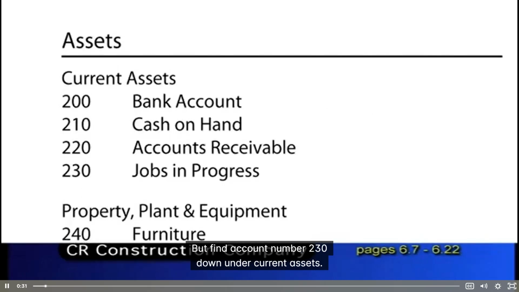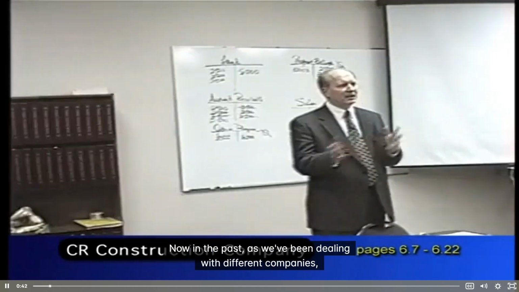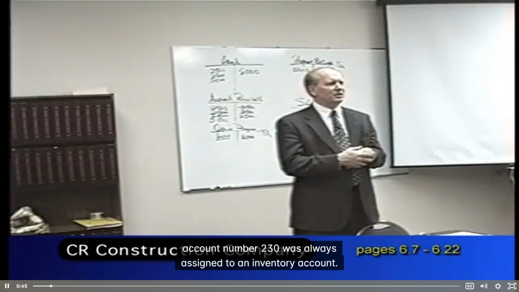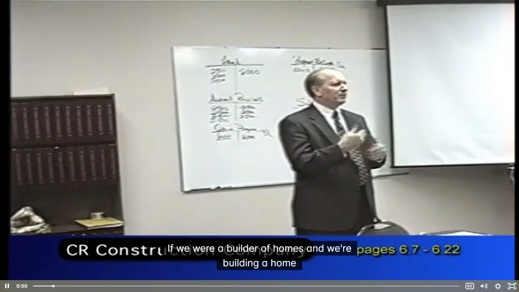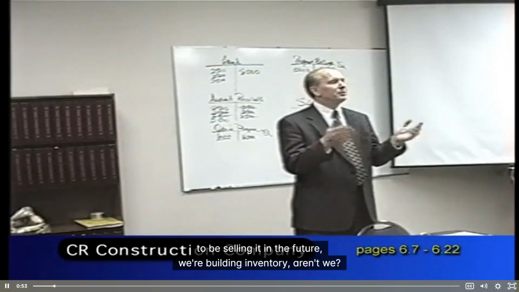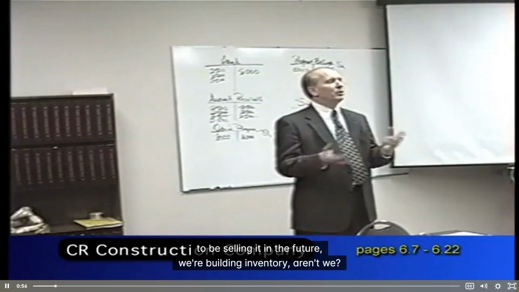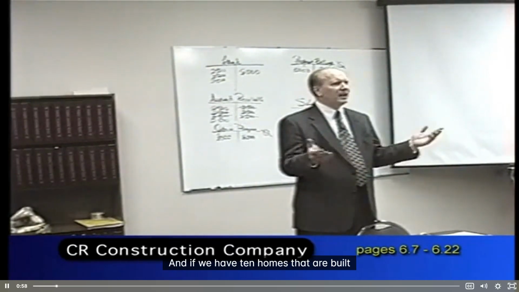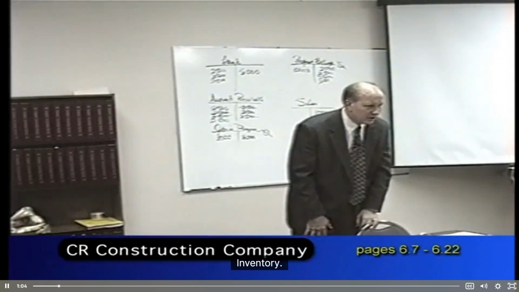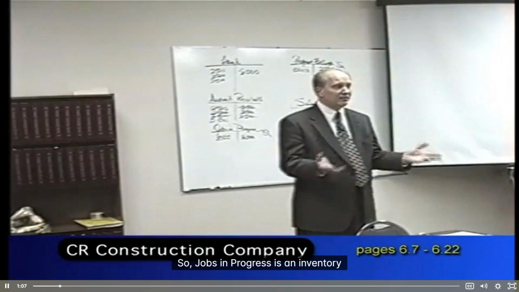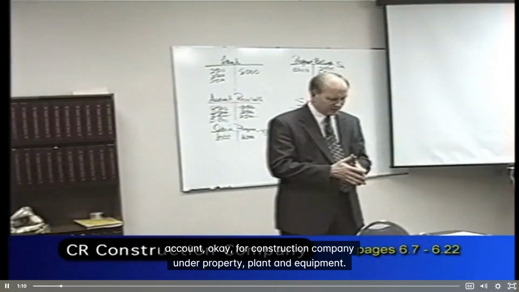But find account number 230 down under current assets. That's jobs in progress, isn't it? Okay, we talked about that. Now, in the past, as we've been dealing with different companies, account number 230 was always assigned to an inventory account. If we were a builder of homes and we're building a home to be selling it in the future, we're building inventory, aren't we? And if we have 10 homes that are built and not yet sold, what are those 10 homes? Inventory. So jobs in progress is an inventory account, okay, for a construction company.